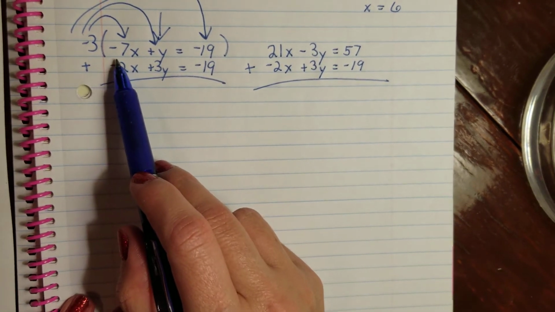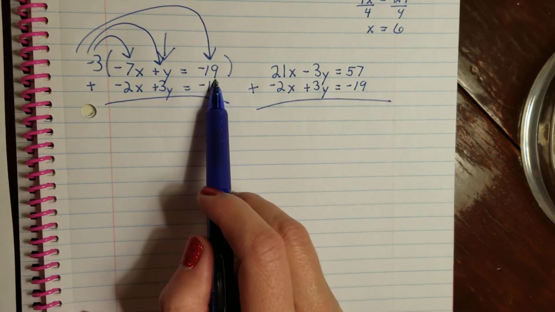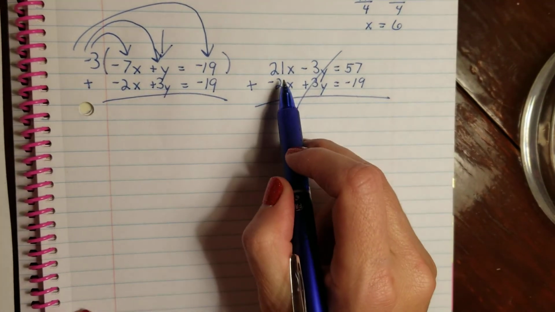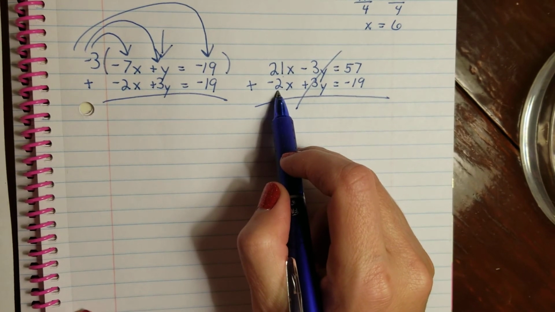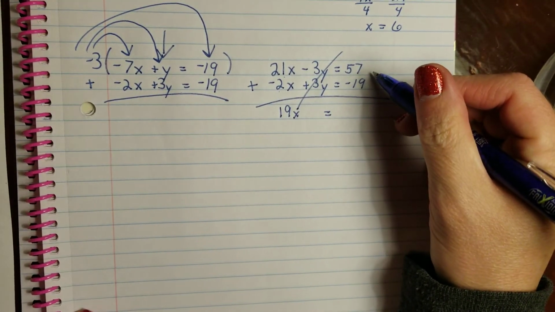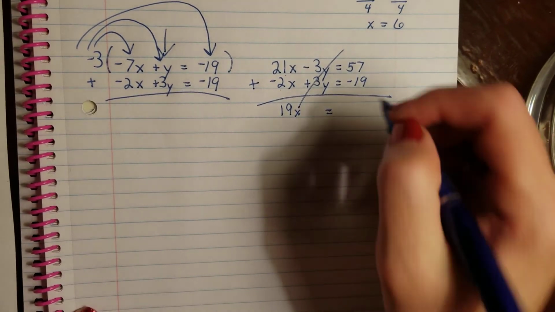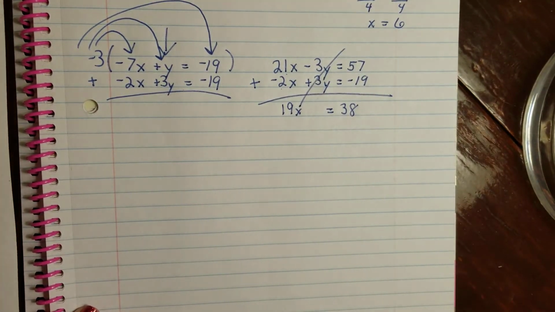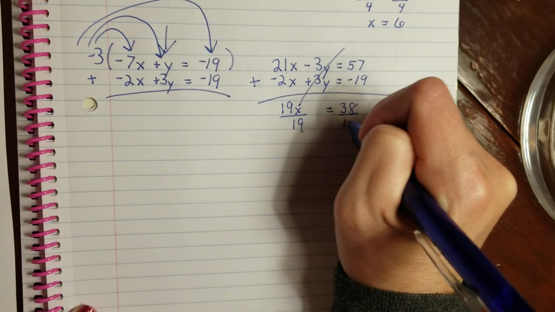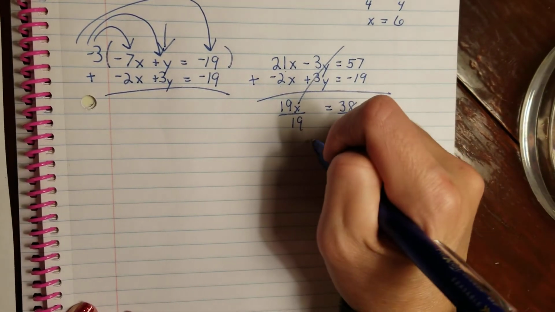So when you do multiplication to every single term, you're not changing the value. So I can go ahead and eliminate my y's. Add up your x's. 21 plus negative 2 will give me a positive 19x. 57, take away 19, gives me 38. Divide by 19 to figure out what x is. 38 divided by 19 gives you 2.